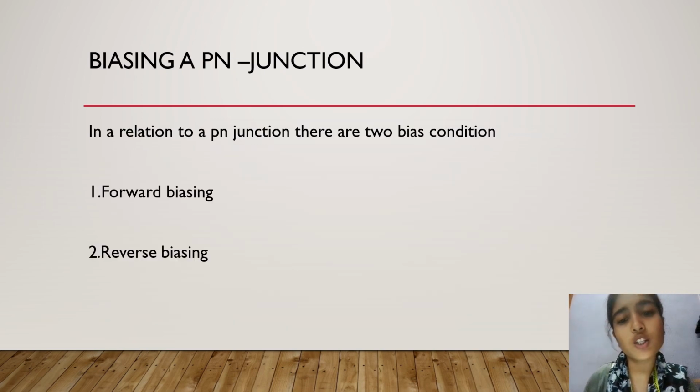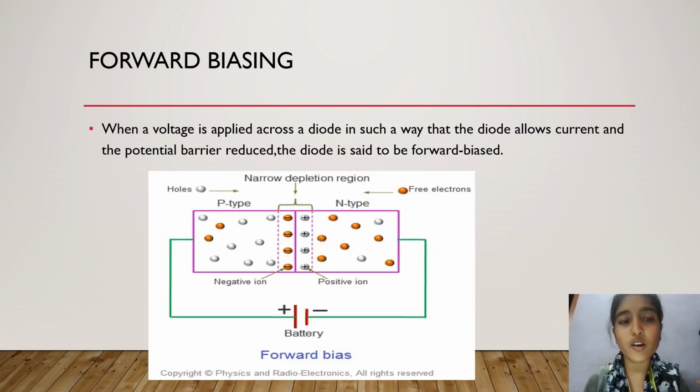Moving to the next slide, biasing a PN junction. In relation to a PN junction, there are two bias conditions. The first one is forward biasing and the second one is reverse biasing. Moving to the next slide. First one, forward biasing.